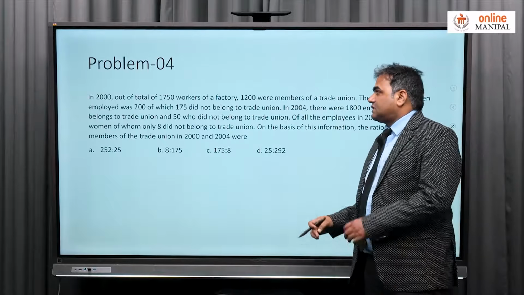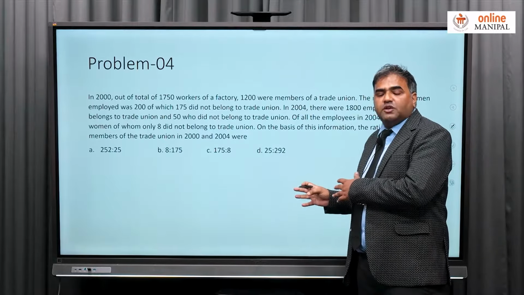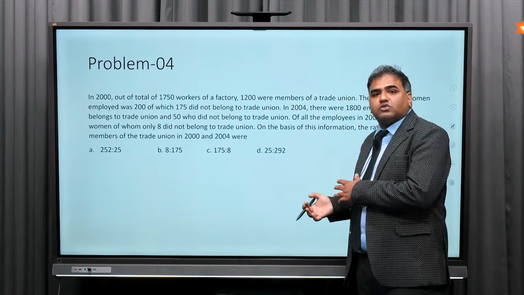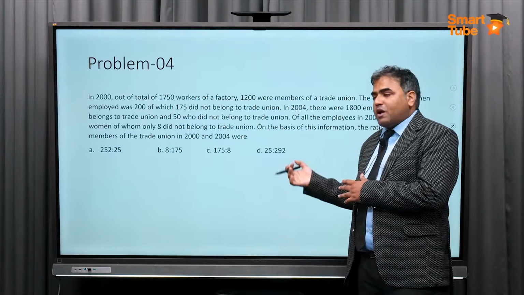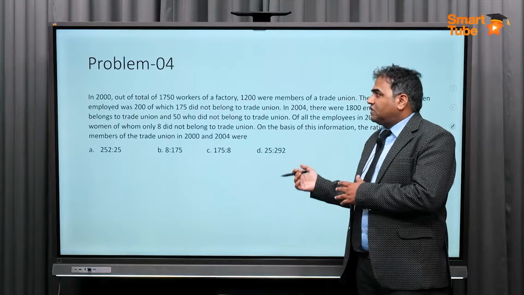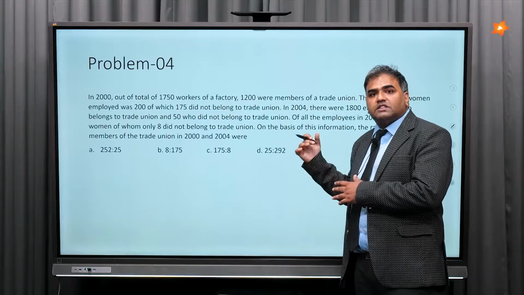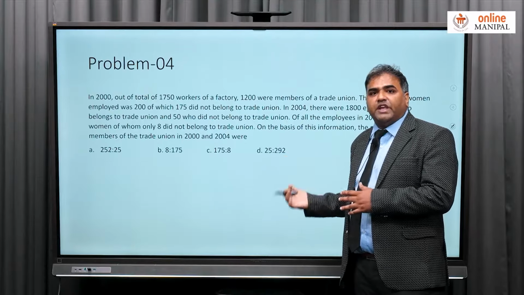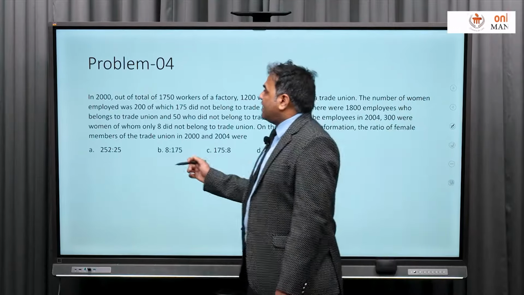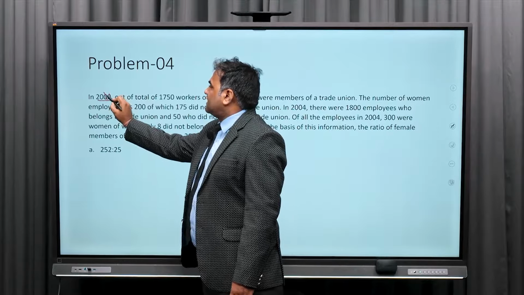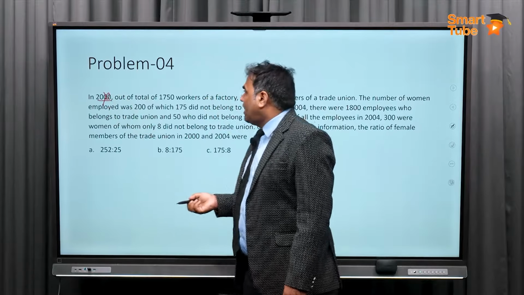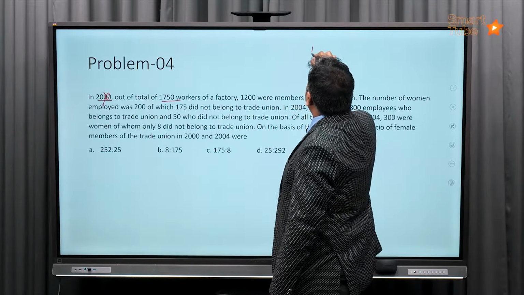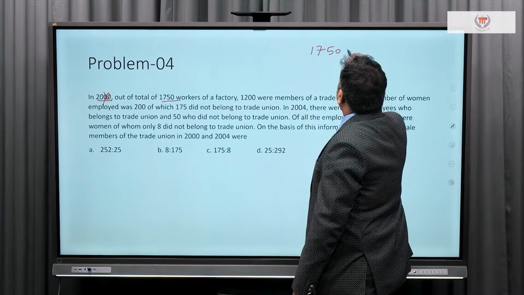Now guys, this will be your challenging problem, which I expect you to solve within 5 to 10 minutes. I am solving this for your reference. In this question, they are giving us certain details on a certain population, and let's try to decode this. In the year 2000, and this year doesn't matter to us anymore, we have around 1750 workers.